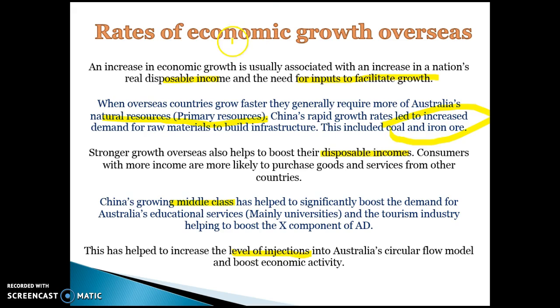So when you're referring to economic growth rates overseas, link it to their demand for our resources because they need it for infrastructure, for things like coal and iron ore, and also link it to the fact that they have higher disposable incomes, and that boosts the demand for tourism and education.